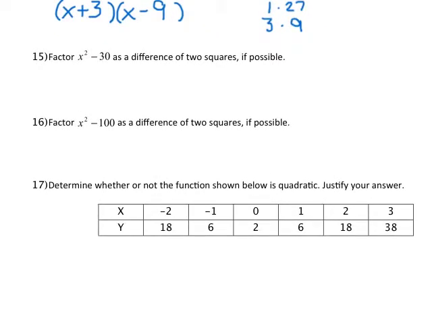Okay, 15. Factor as a difference of two squares if possible. Remember we talked about those special numbers that were perfect squares and we made a big list. I would love it if you had those memorized. But if you don't have them memorized, that's okay.